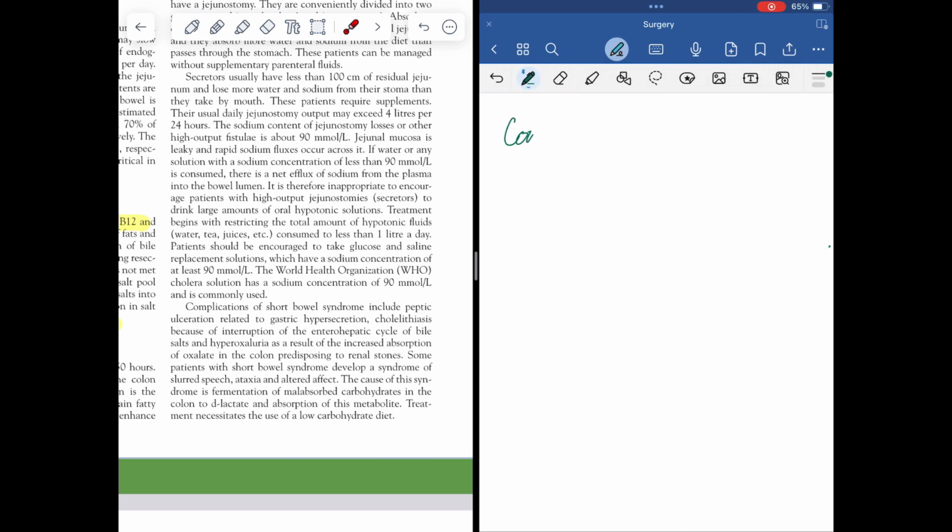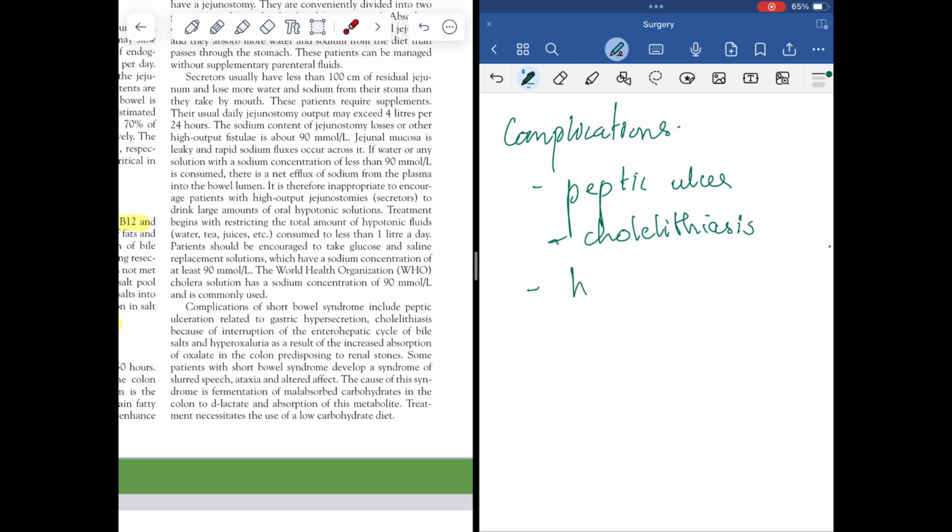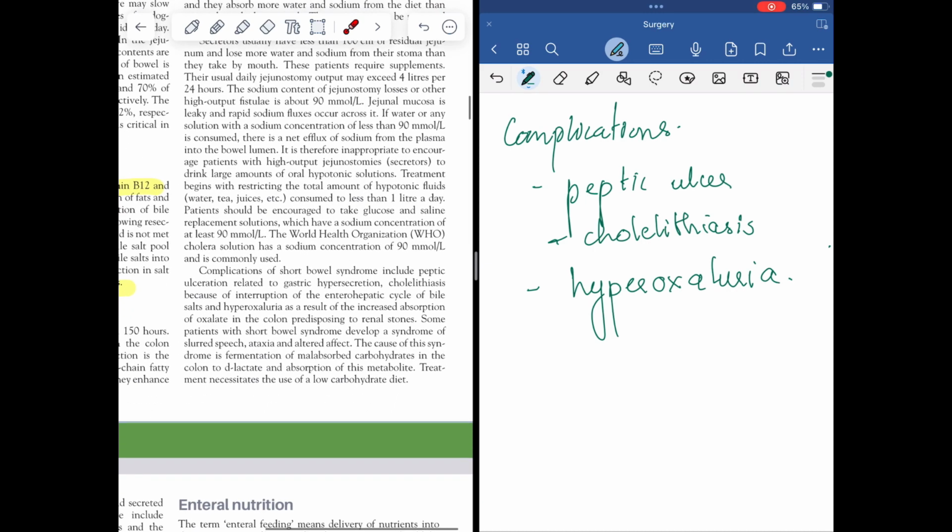So the complications of short bowel syndrome include peptic ulcer, which is due to increased gastric secretion, cholelithiasis due to interrupted enterohepatic cycle of the bile salts, and hyperoxaluria because of increased absorption of the oxalate. This will predispose to renal stones.